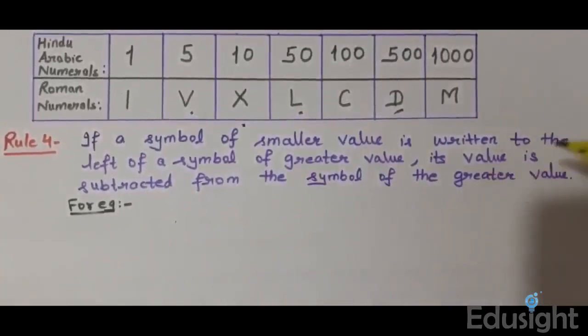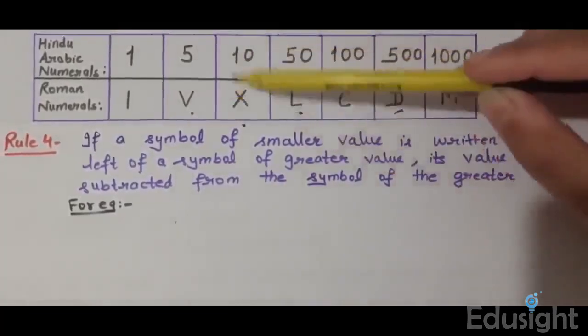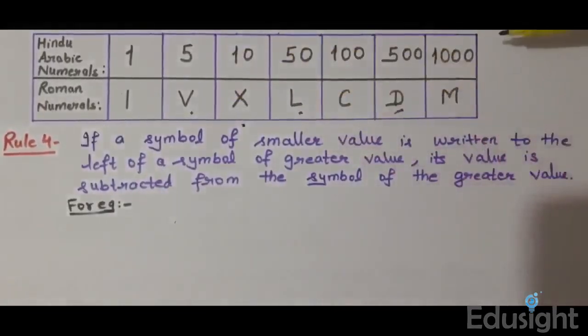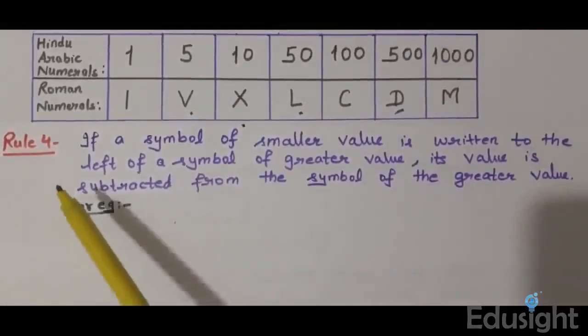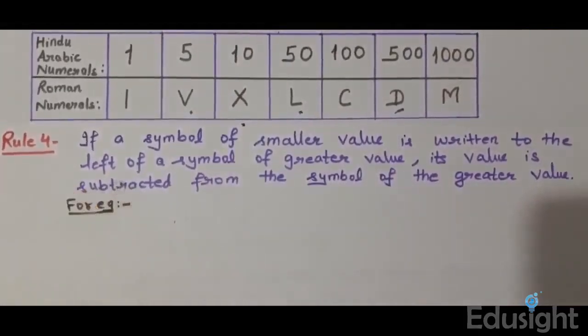Children, you must have noticed that I am showing you this table while explaining every rule, right? So it will be easy for you to see the corresponding Roman numerals for each of these numbers, right?